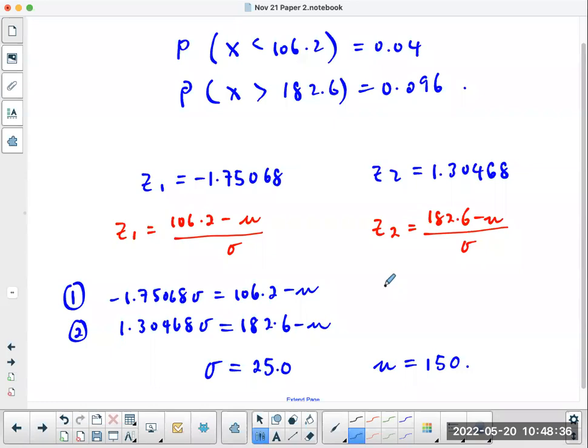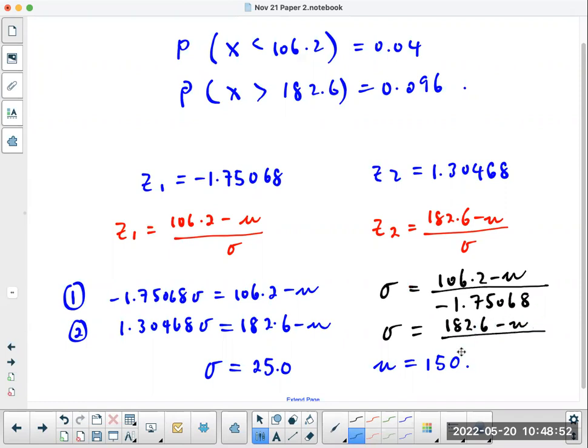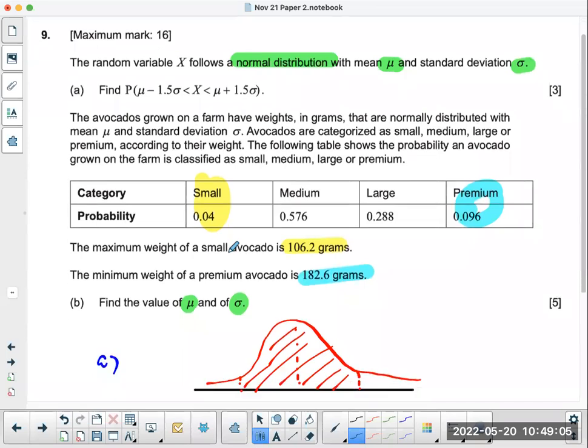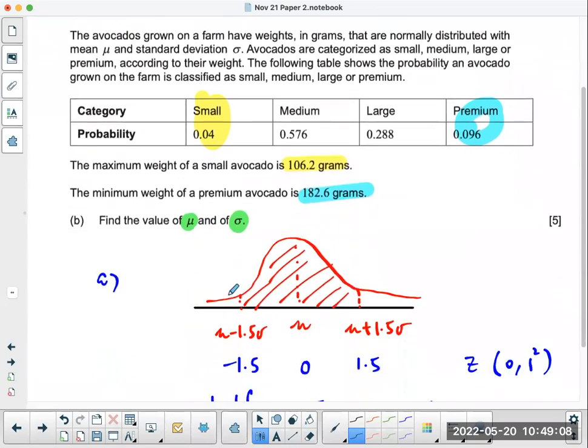So you can treat this as y equal 106.2 minus mu divided by negative 1.75068. That's your y1. And here you're going to do 182.6 minus mu over 1.30468. And that's going to be your y2. y1, y2. You can find the point of intersection using second trace 5. Enter, enter, and enter. Okay, so that's the mean and the standard deviation, and that's going to be part B.